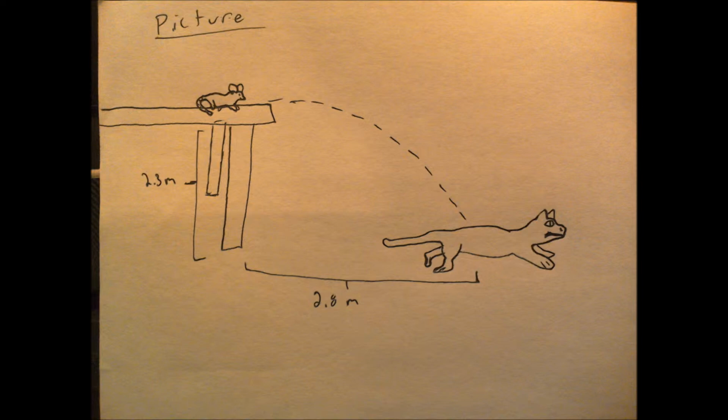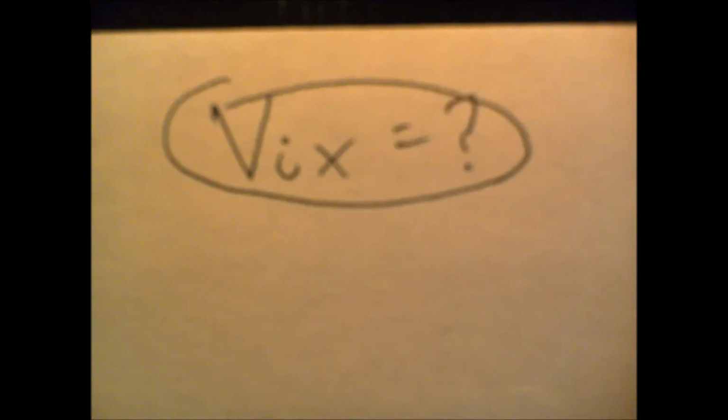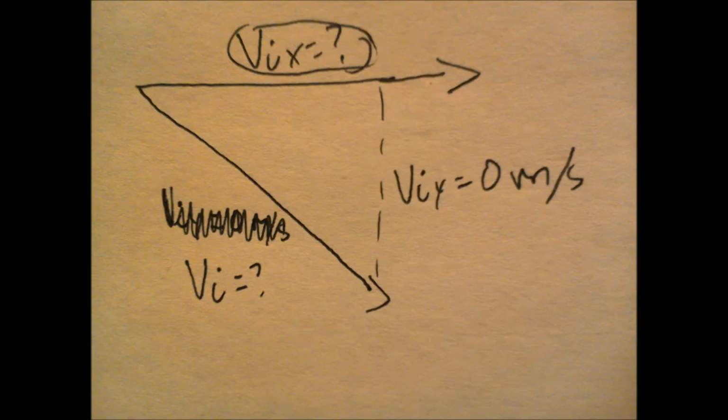Okay, now let's figure out what we're trying to solve for, which is the initial velocity for the x component. Next, let's draw a vector for the initial velocity, and represent the horizontal, vertical, and the actual components.